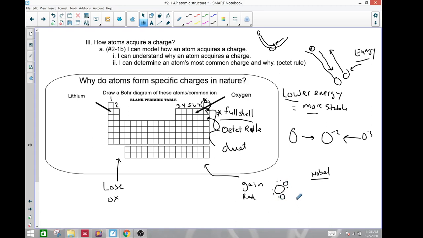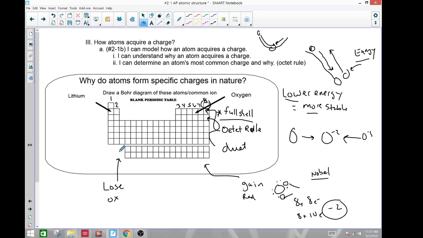So right now, the oxygen has 8 positives and 8 electrons. If I gain 2 of them, one here and one here, now it has 8 protons and 10 electrons for a charge of -2. This is a pretty big concept. You should understand why oxygen forms a -2 charge, and you should be able to explain what I just told you. Everybody in this same family is going to do the same thing.